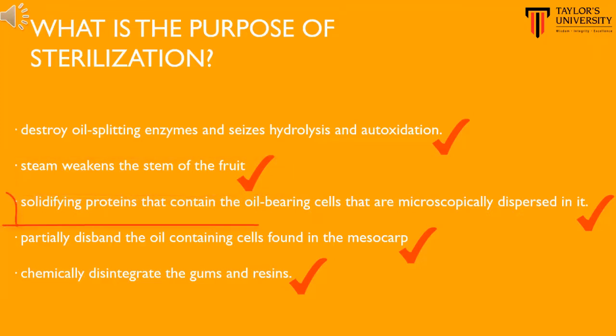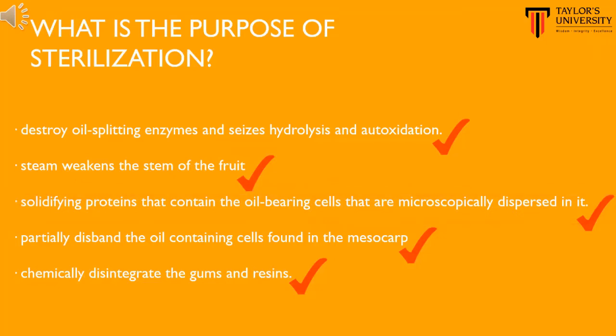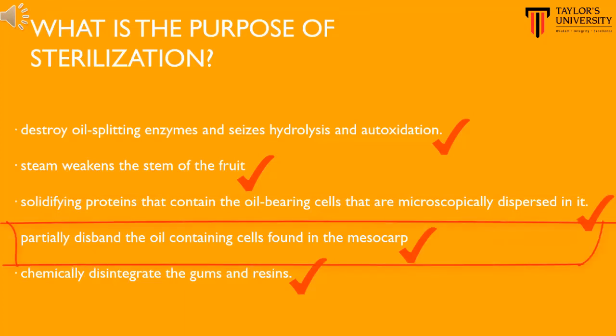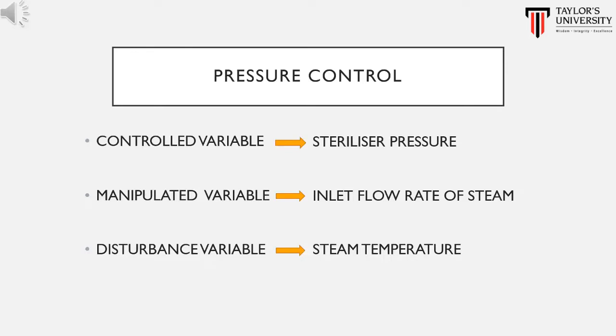Not only that, the heat solidifies proteins that contain the oil-bearing cells that are microscopically dispersed in it. High heat helps disperse the oil-containing cells found in the mesocarp and further allows the oil to flow more readily. Lastly, the moisture produced by the steam helps to chemically disintegrate the gums and resins. If this is not done, the resins and gums will cause foam during frying.